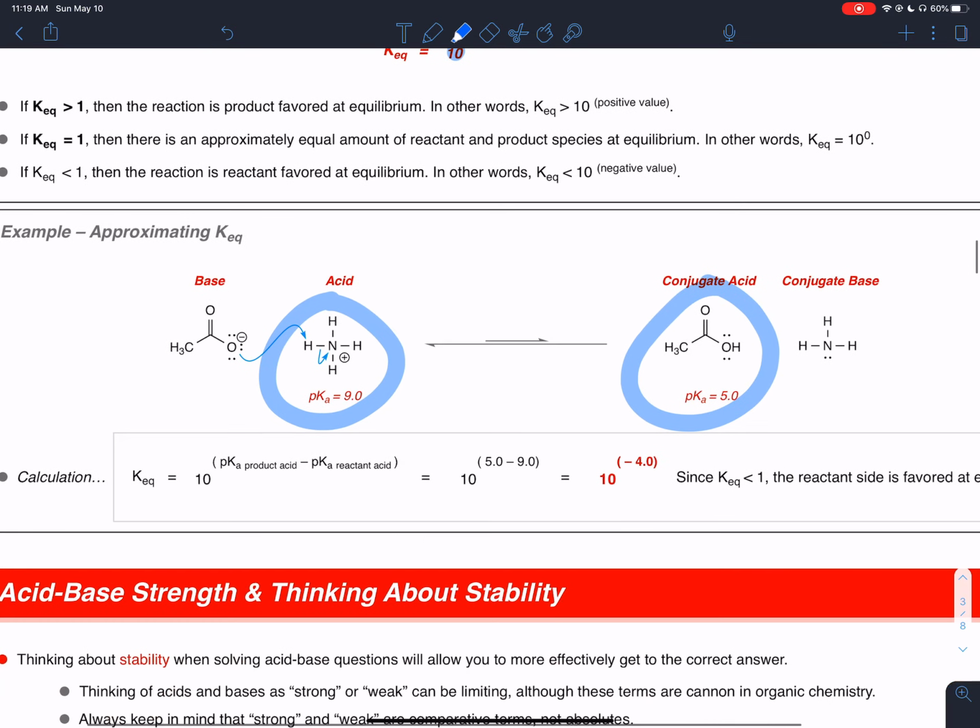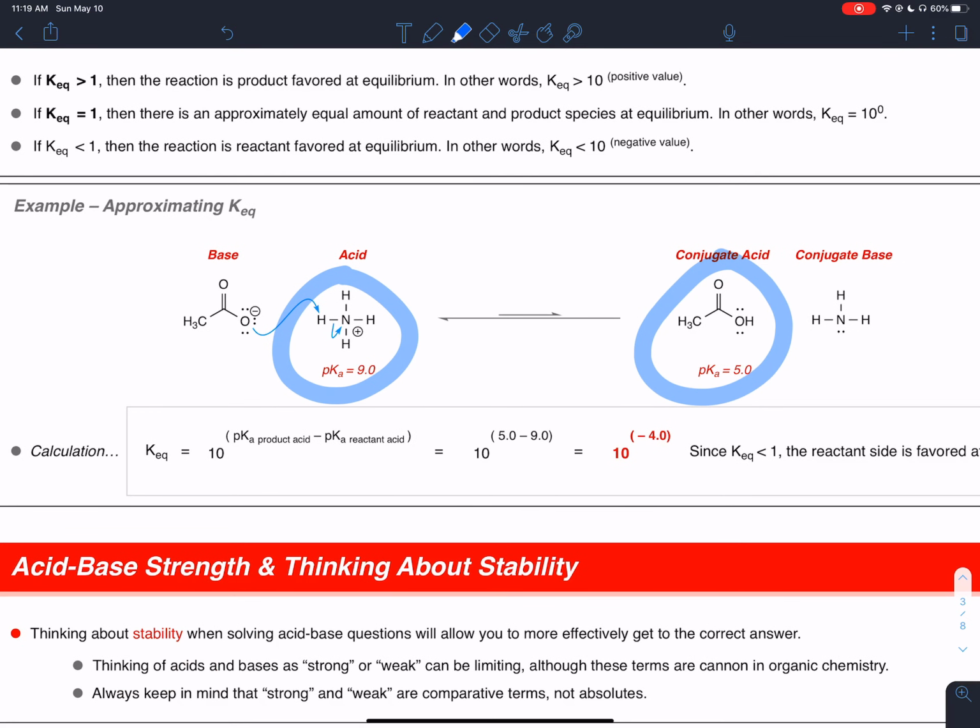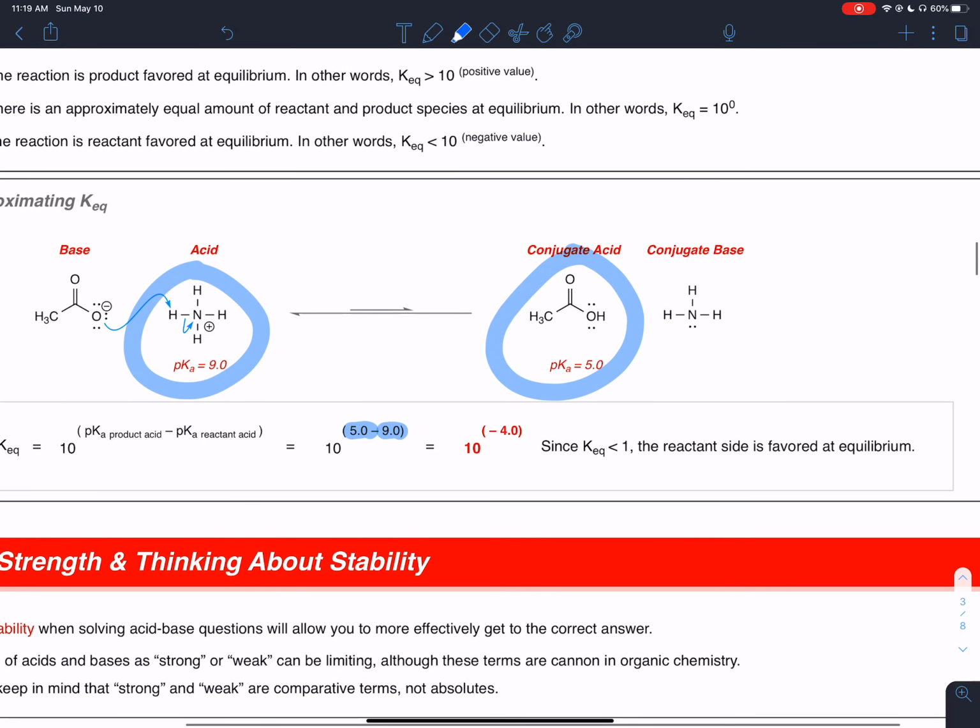Let's look at an example calculation for this example reaction. On the reactant side, we have pKa 9. On the product side, we have pKa 5. So our equation is 10 raised to the pKa of the product acid minus the pKa of the reactant acid. So we have 10 to the 5 minus 9, which is 10 to the negative 4, okay? And that basically is saying that that value is less than 1. If KEQ is less than 1, then the reactant side is favored at equilibrium, okay?